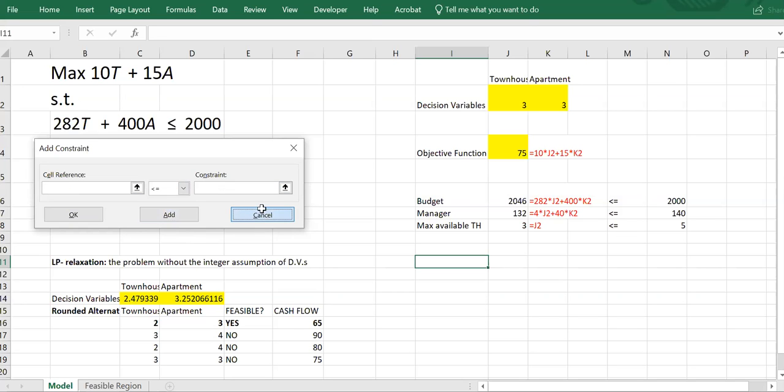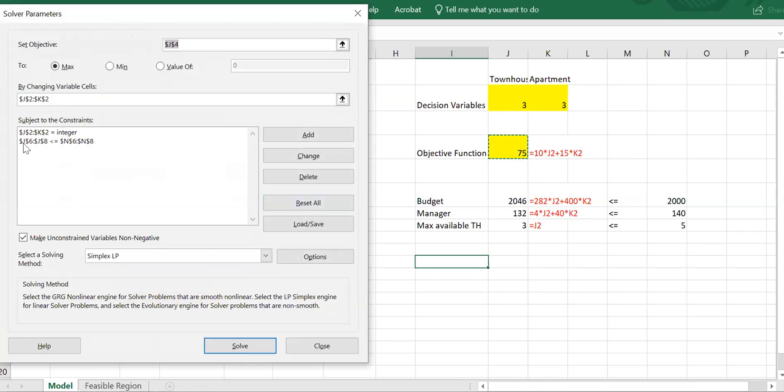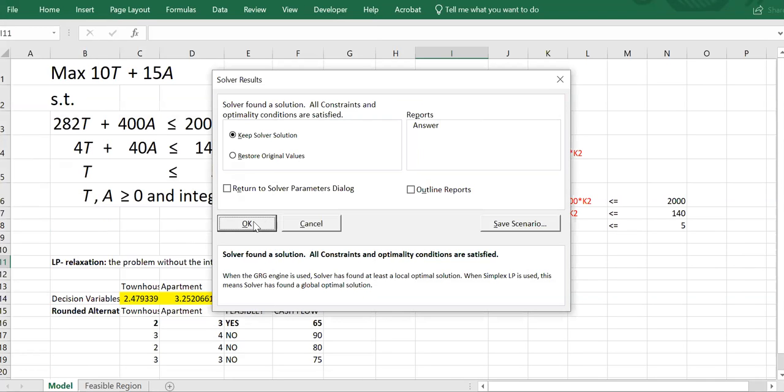Add, and that's it. So I have it here in my set of constraints, and everything else is the same. Now if I solve it, one thing we need to be careful about is that when you have integer or binary types of constraints, there won't be any sensitivity report anymore. So if you want to do a sensitivity analysis on a binary or integer LP, you have to do it manually. You won't be able to use the sensitivity report from Excel. All right.